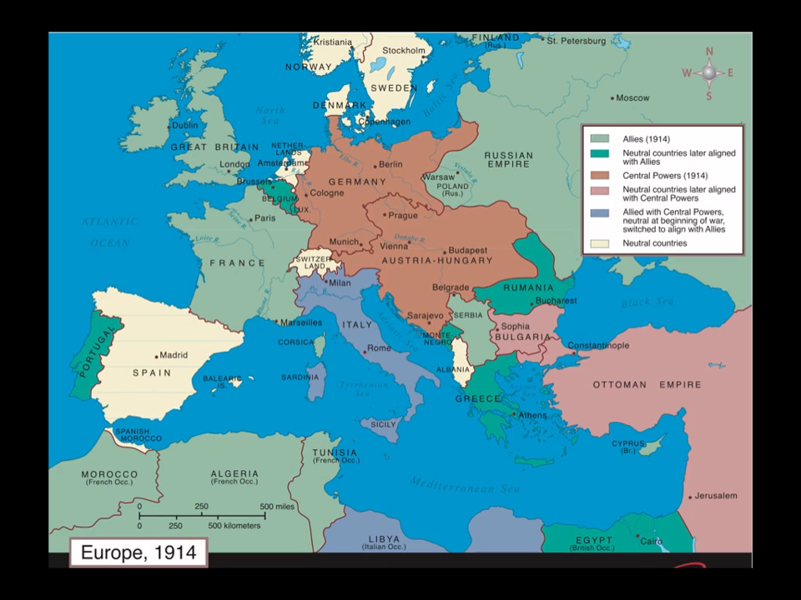Here you have a map of Europe in 1914. World War I began in 1917, so this is just prior. You can focus on the Austro-Hungarian Empire. Notice how large it is. Notice how large Germany is. Pay attention to the Ottoman Empire.